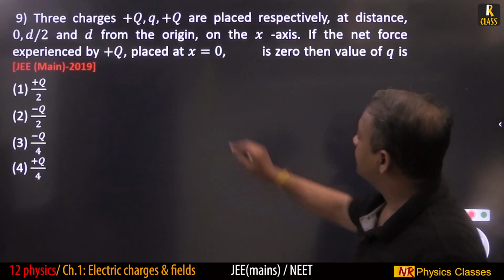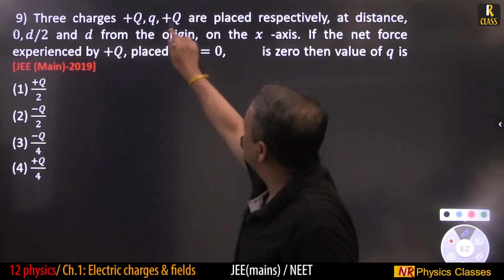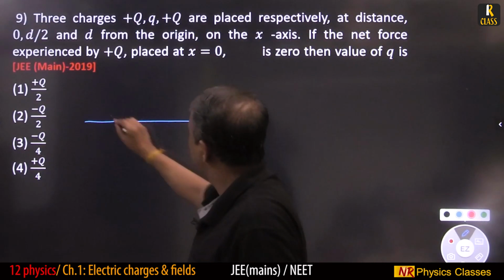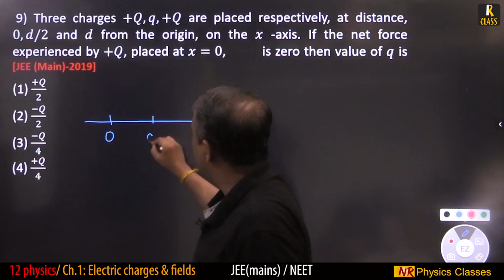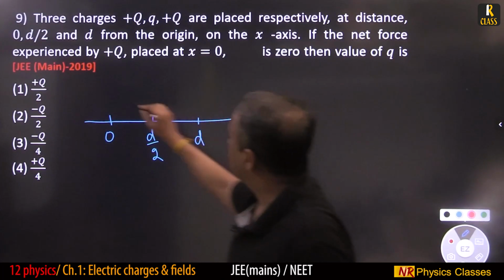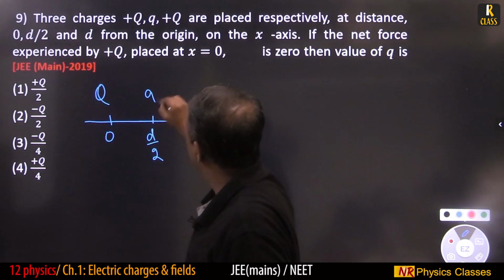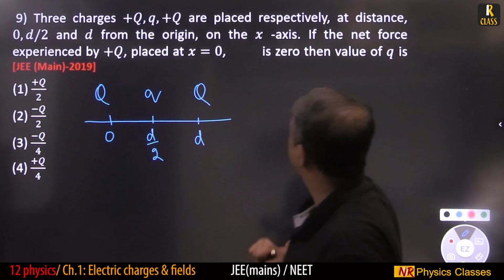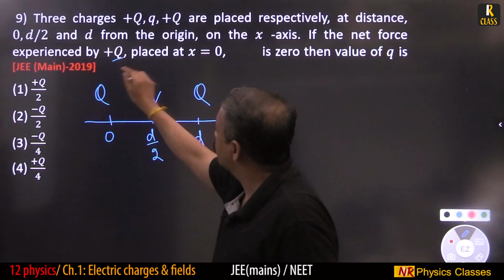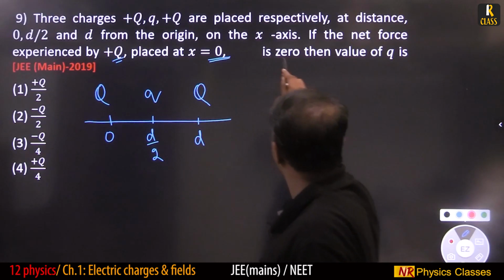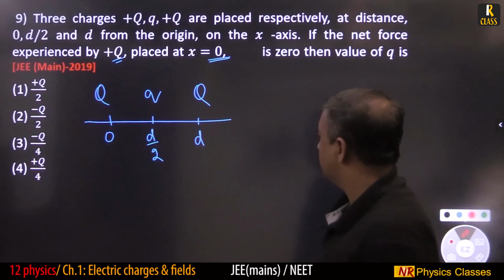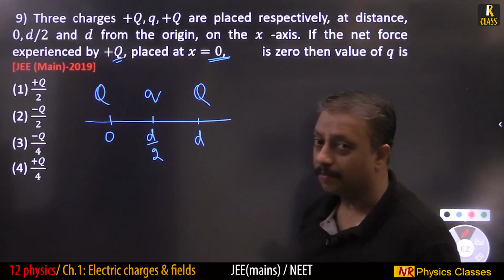Three charges Q, Q, Q are placed respectively at distances 0, d by 2 and d. Charges Q, Q and Q. If the net force experienced by Q at x equal to 0 is zero, then find the value of Q. This is one more standard problem.